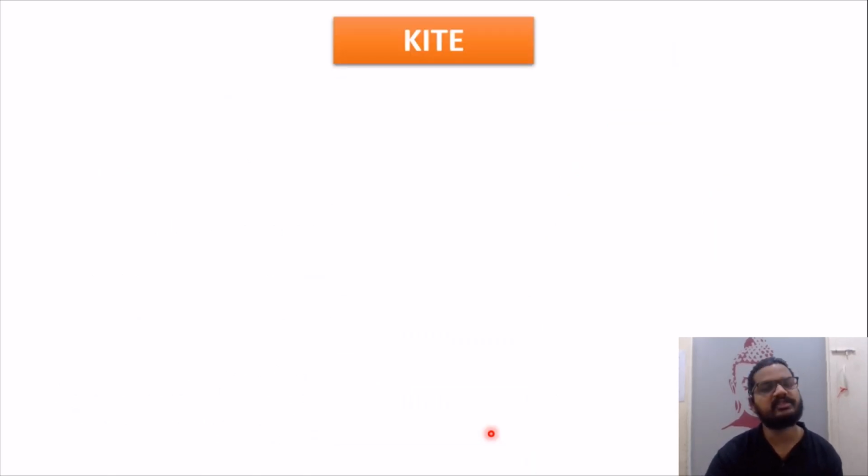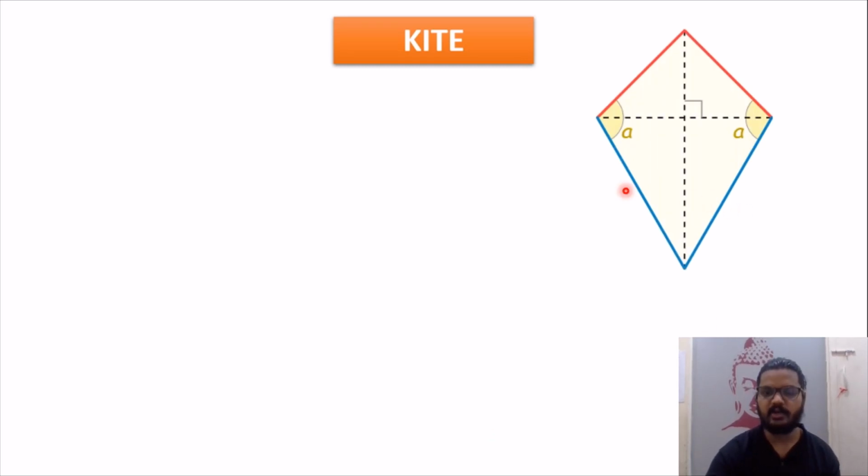Moving further from here, let's see the next type, which is the kite. Kite we already know, patang. How does a kite look? It looks like this. Let's observe this. We can observe this side is equal to this side, whereas this side is equal to this side. Also, what do we see? There are two opposite angles which are equal to each other. And if I draw the diagonals over here, what are they doing? Yes students, they are also bisecting each other, forming a 90-degree angle.